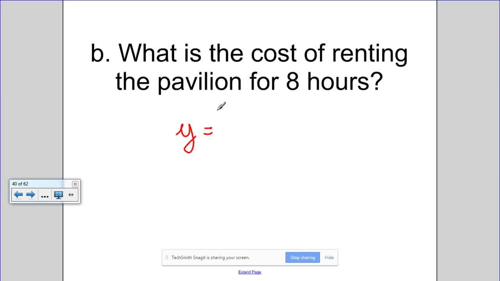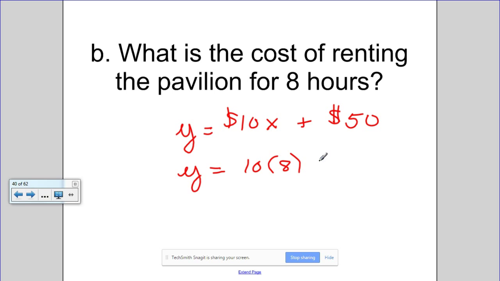y equals, okay, y is the output money, $10 per hour plus 50. We have to determine, is 8 hours an input or an output? Well, we don't get out time. If we're renting something, it's going to cost us money. So we have to solve for y when we know that the input is 8. 10 times 8 plus 50. I think you can simplify this in your head: 10 times 8 is 80, plus 50. It's going to cost us $130. All right, so there's one quick little example.